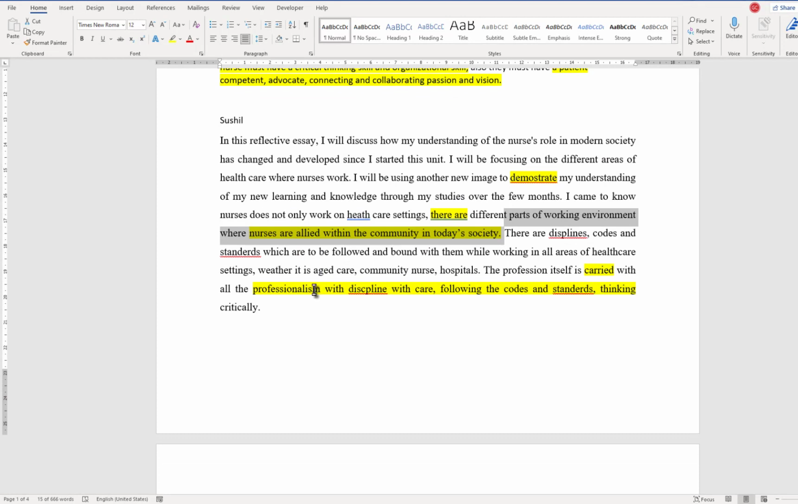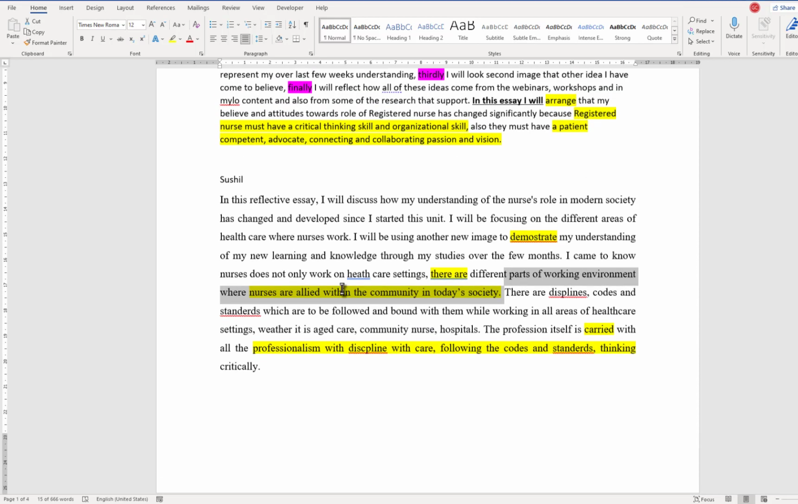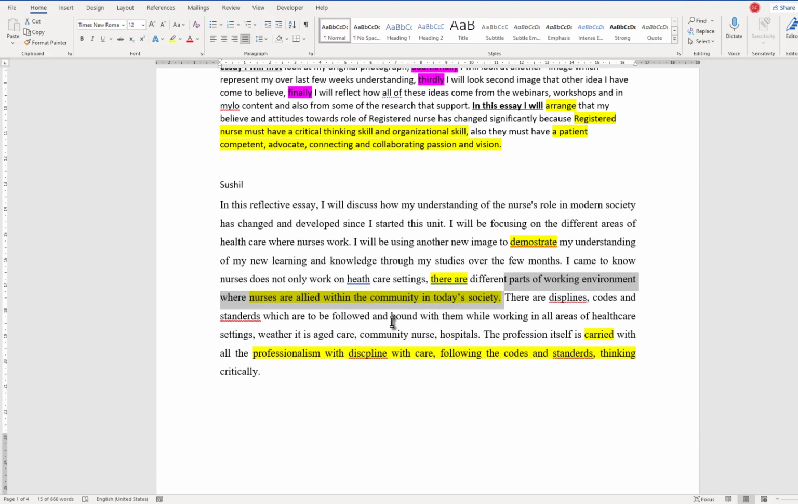And here again, professionalism with discipline, with care, following codes and standards, thinking critically. You need to clarify this, make it clearer. Nursing does this. Discipline, which means this. Try and make it simpler and clearer. Alright, and I think that will do.